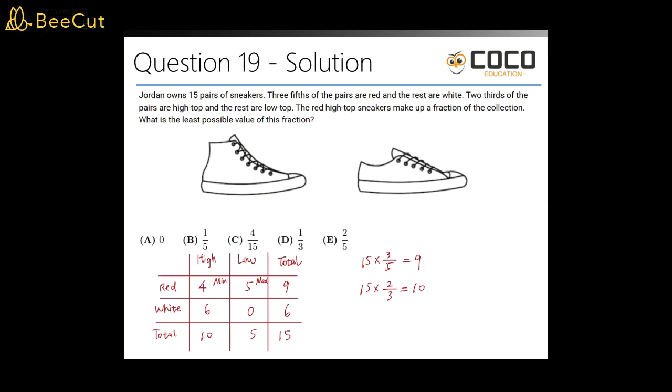Right, let's get the fraction. So the red high top is 4. Total is 15. 4 out of 15. The answer is C.